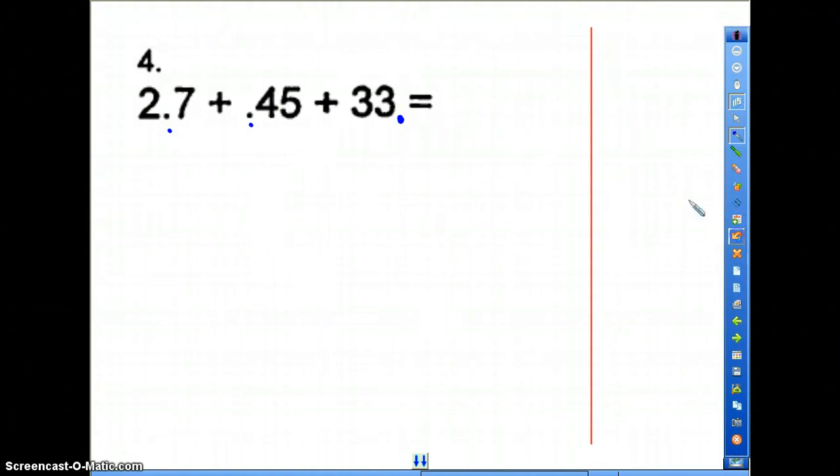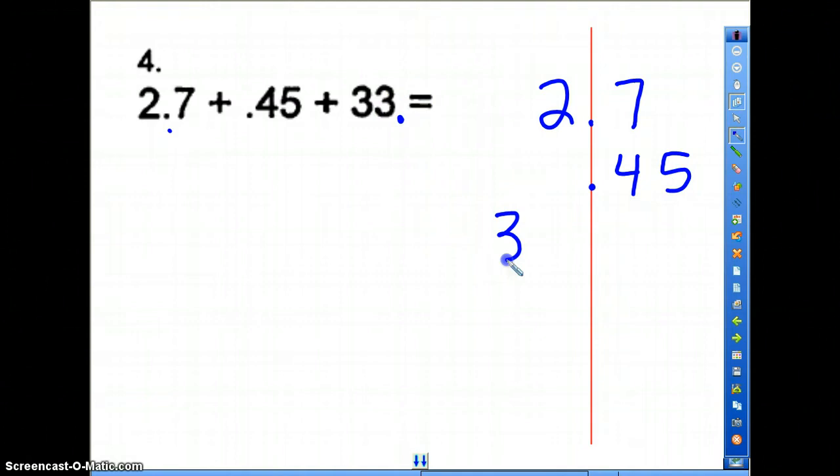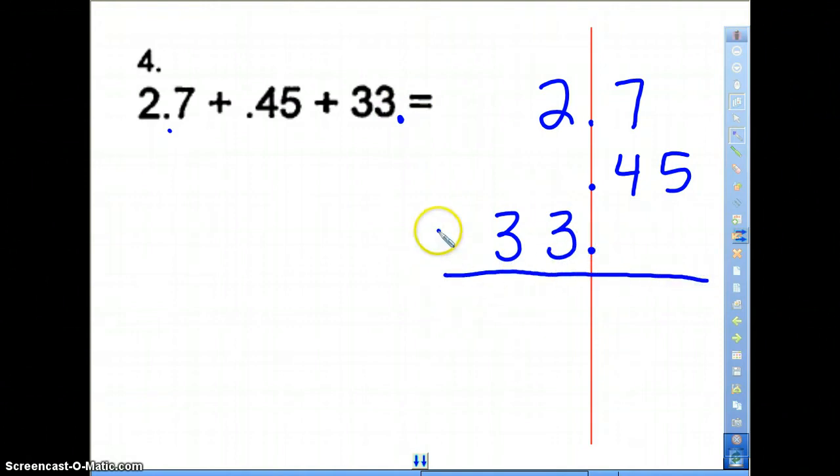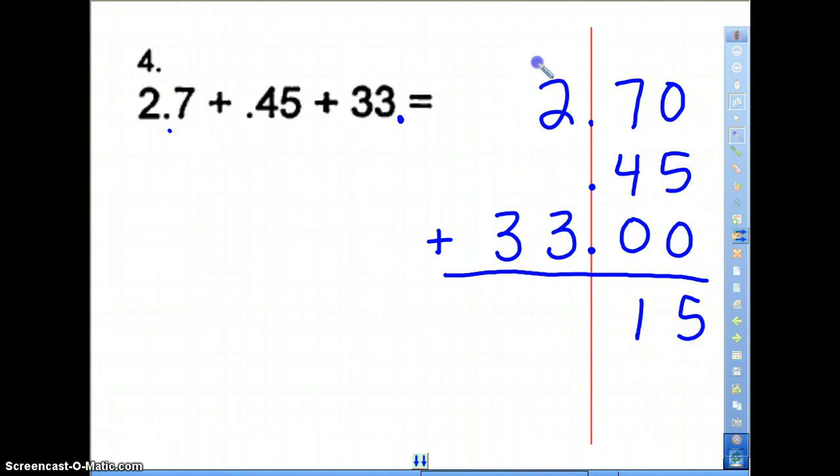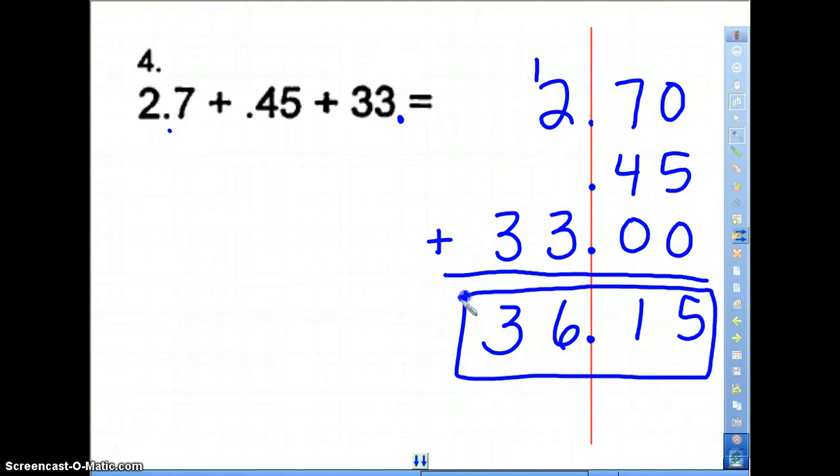So 2.7, 0.45, and 33 point. Do you see how I wrote it real big too? That helps a ton. And let's go ahead and put in some zeros here as fillers. And now we can add. All right, here we go. 11. Makes 6 and 3, and don't forget what? Yeah, your decimal point. Circle, box, or highlight.